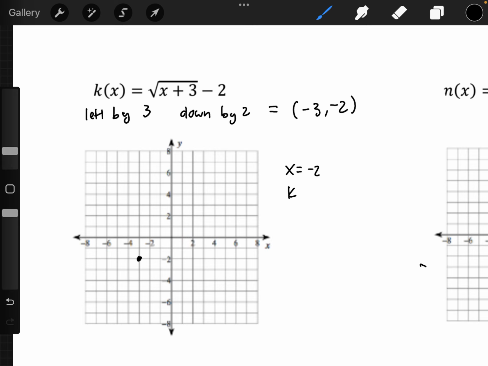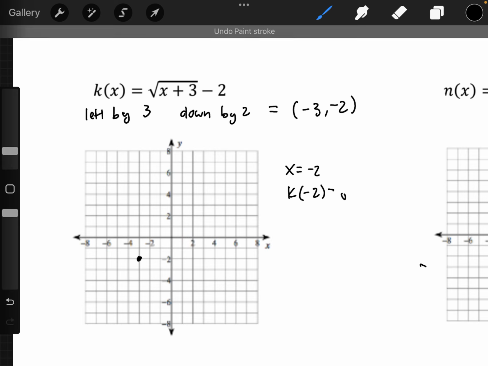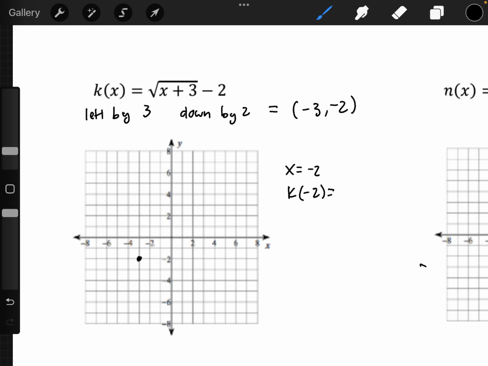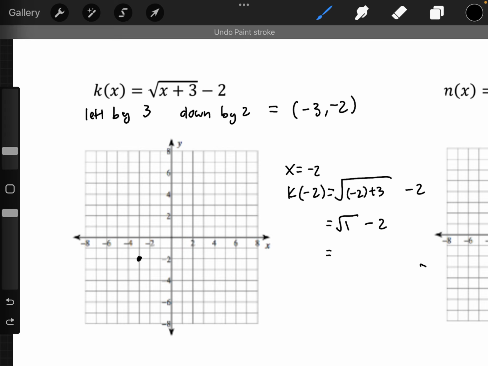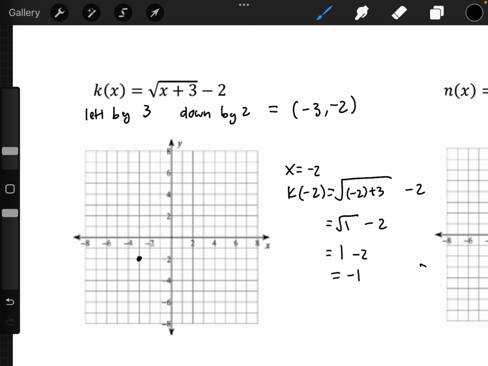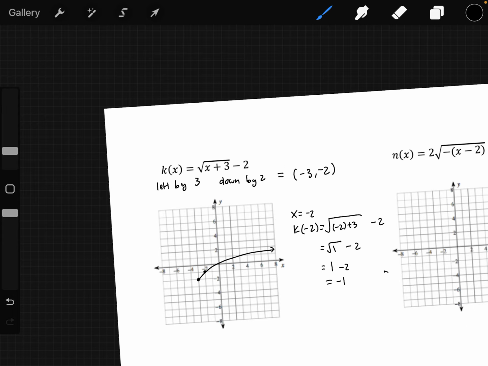x equals -2. So when x equals -2, k of -2 is equal to the square root of -2 plus 3 minus 2. -2 plus 3 equals 1, 1 minus 2 equals -1. So when x equals -2, y equals -1. And I'll sketch the general shape of the graph here.